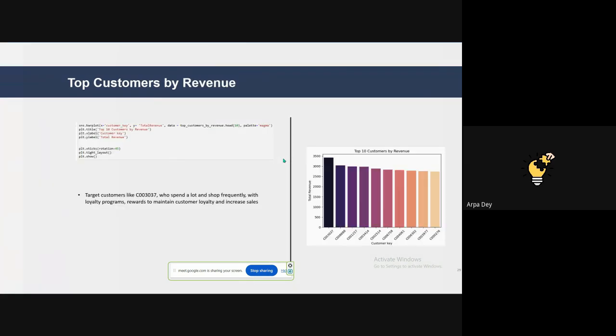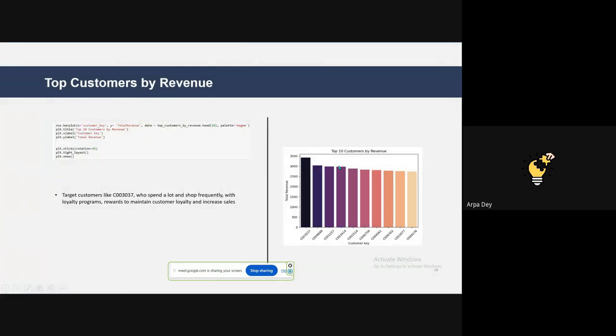And these are the top 10 customers by revenue. They often spend a lot in our retail stores, so we have to maintain their loyalty. We can give them loyalty programs so that they can shop frequently.